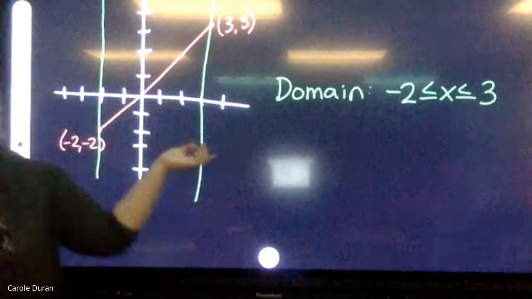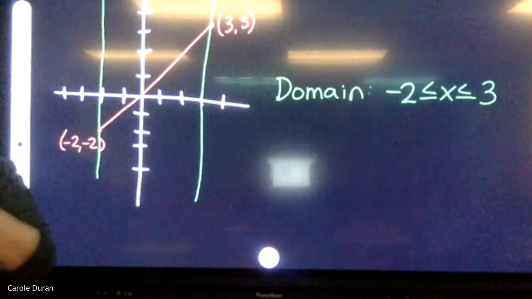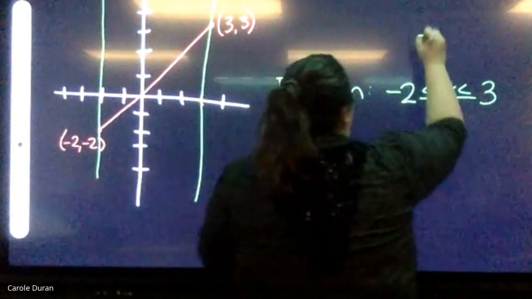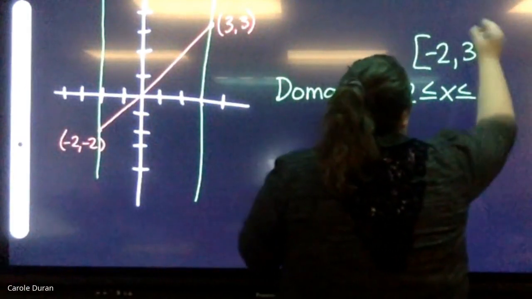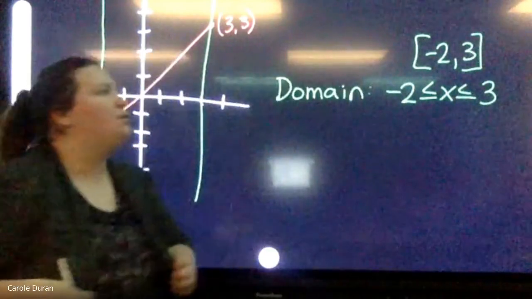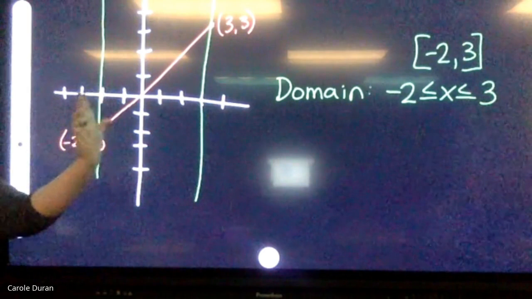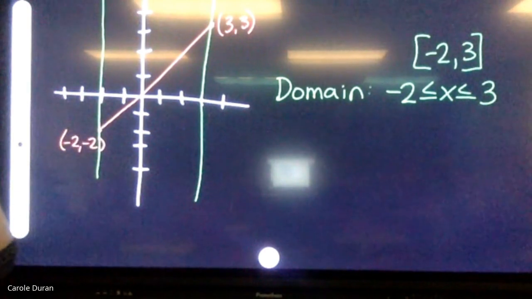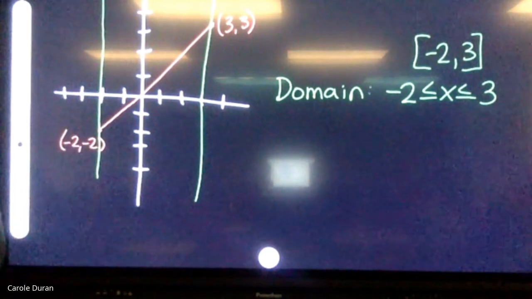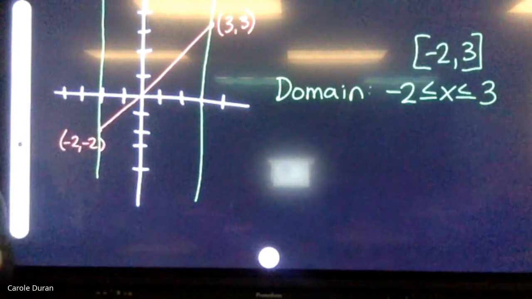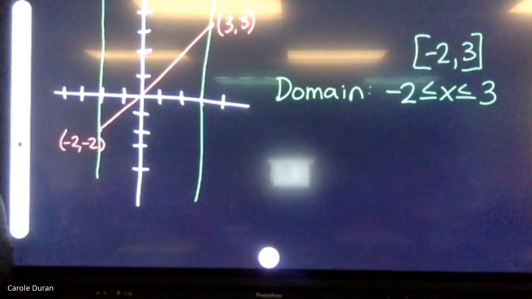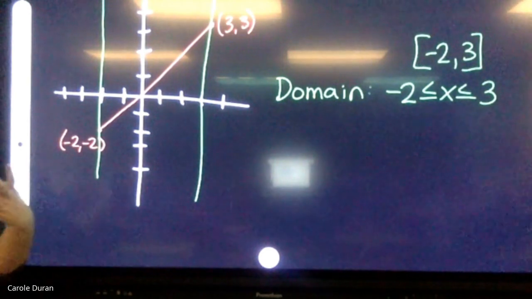You can write it as an inequality like that, but that's not my favorite. You could also write it like that: -2, 3 with hard brackets, which are the square brackets around it, indicating that I went from x value -2 all the way to x value 3. Either one of those is appropriate for domain. Do we see how we got that interval of values for my domain?